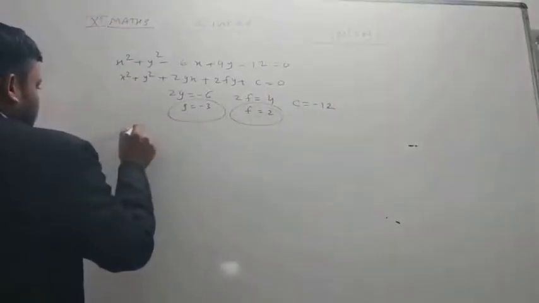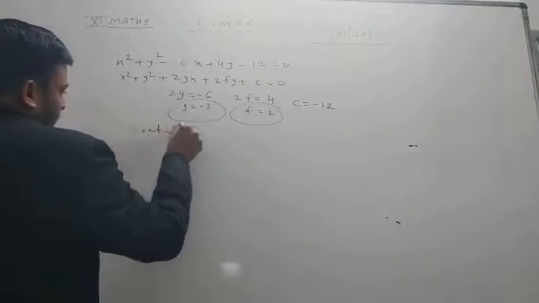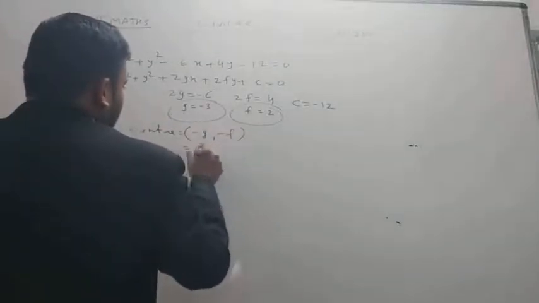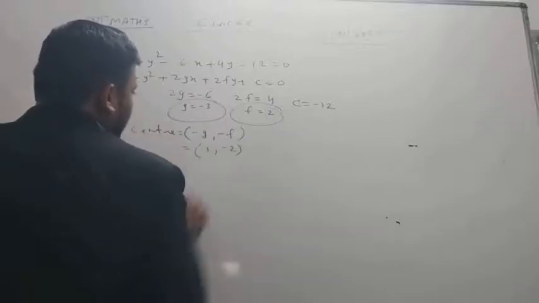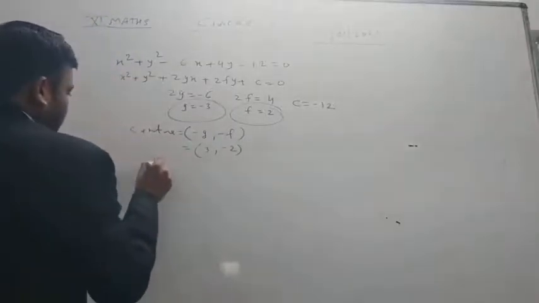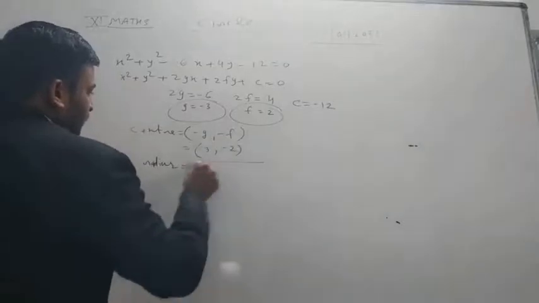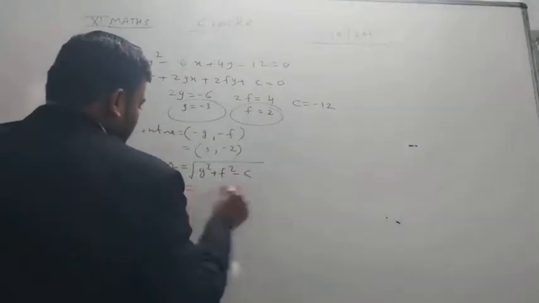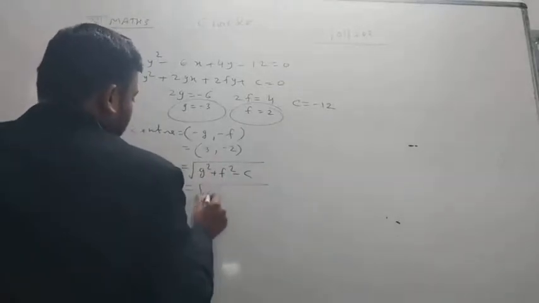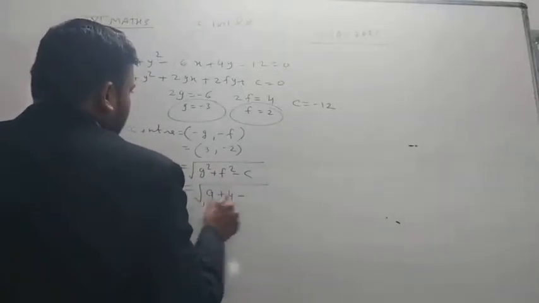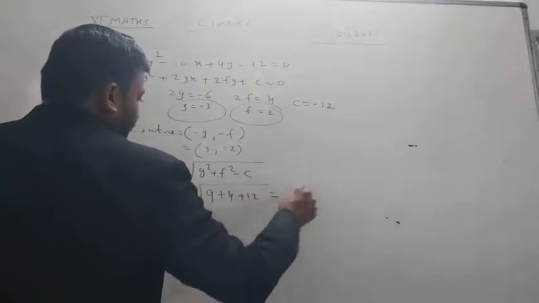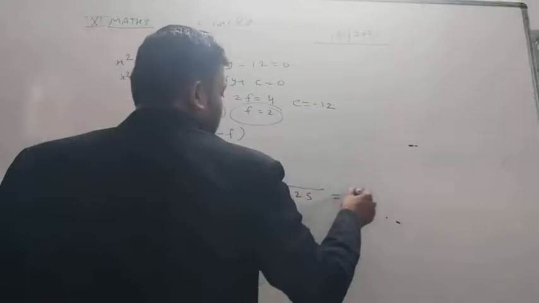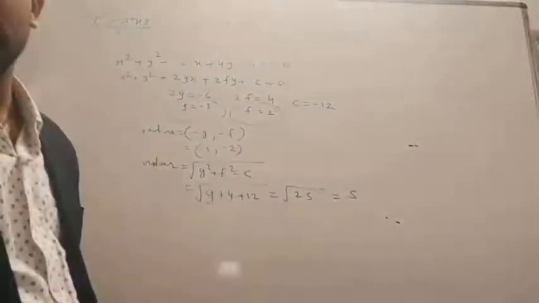So student, our center is minus g, minus f. So we write 3 and minus 2. And radius of the circle will be what student? We know the formula: under root g square plus f square minus c. So we will find out this is 9 plus 4 minus c, that is plus 12. Okay students, so 16 plus 9 is 25, and we are getting the result 5 as our radius.